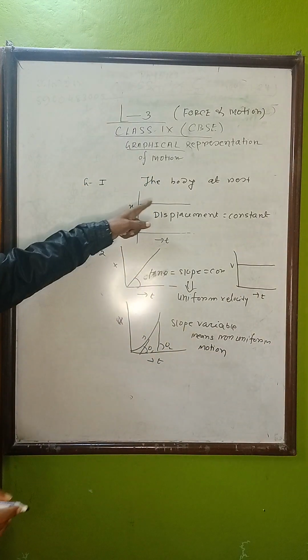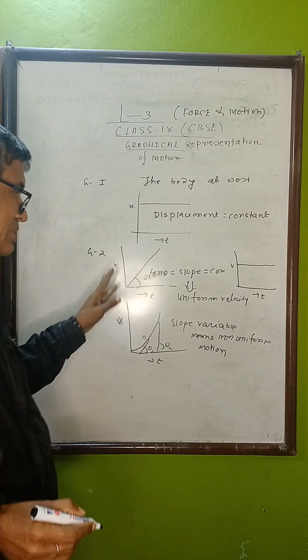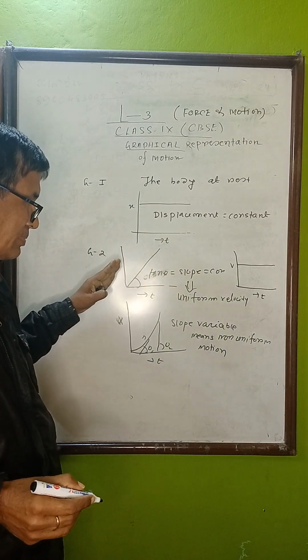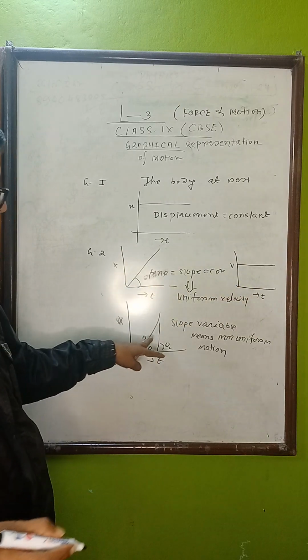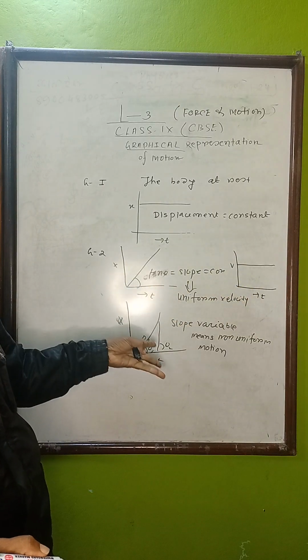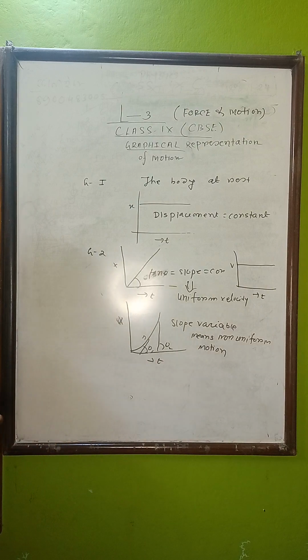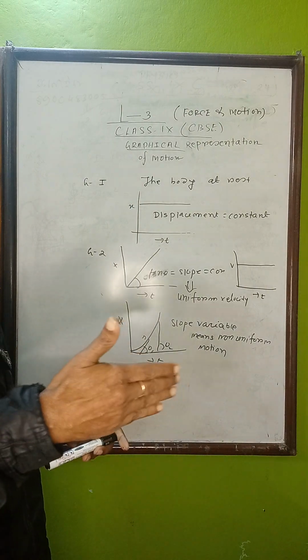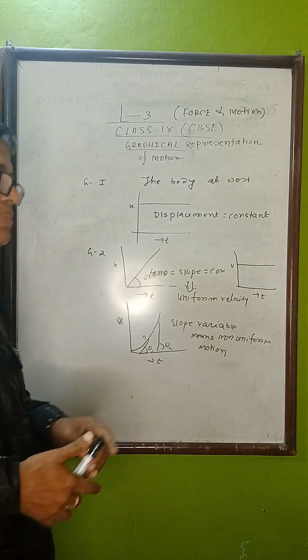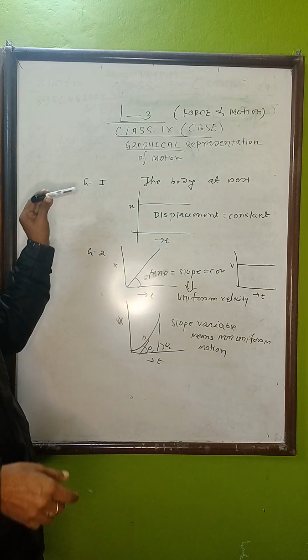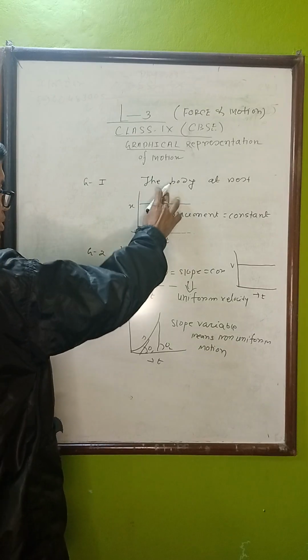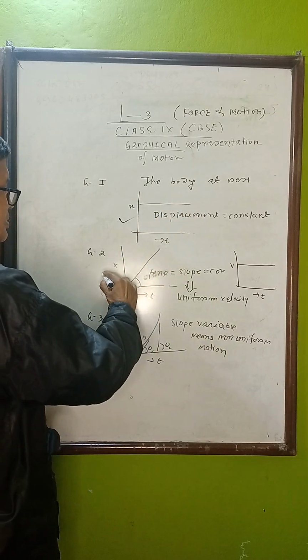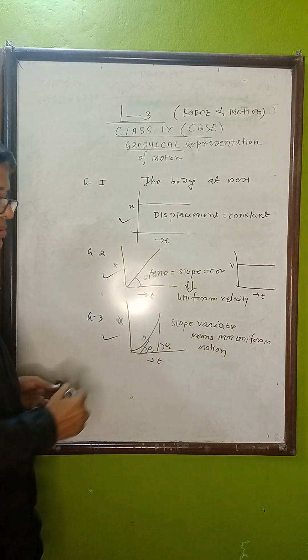So the first case is displacement constant. The second case is uniform velocity, and this case is non-uniform velocity. That means velocity is not constant. Sometimes it is moving with 5, then 7, then 8 meters per second. So I have discussed all these graphs for a body at rest, uniform motion, and non-uniform motion.